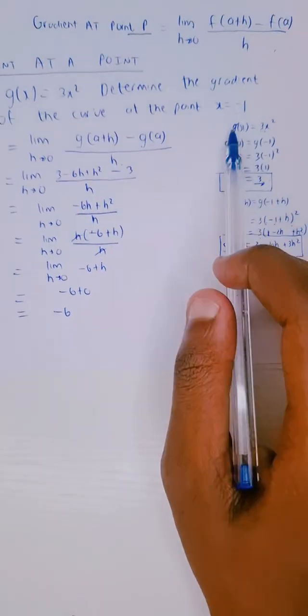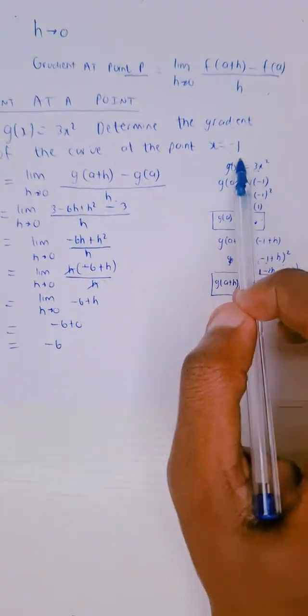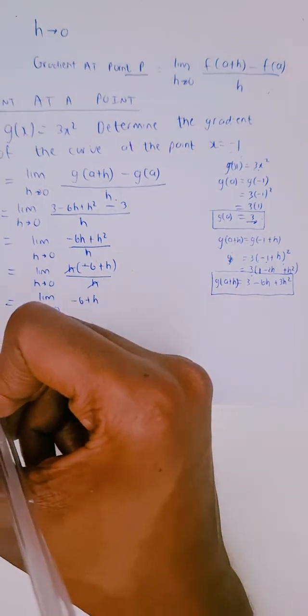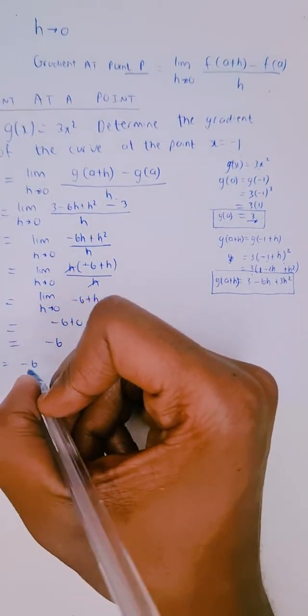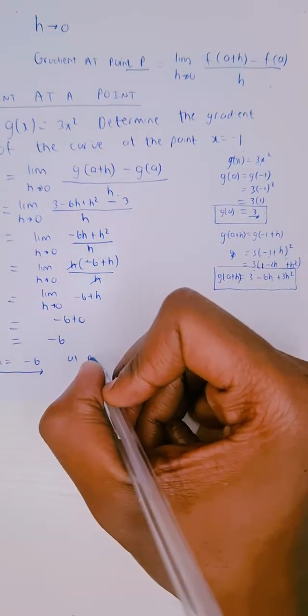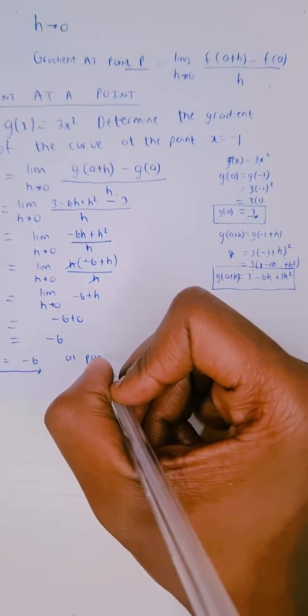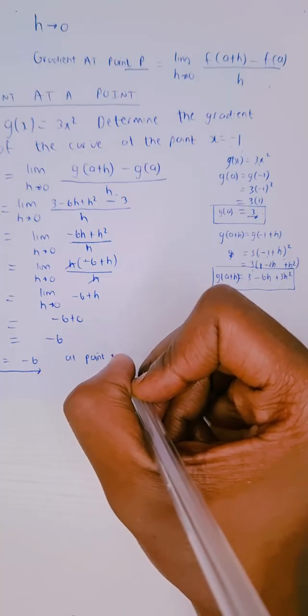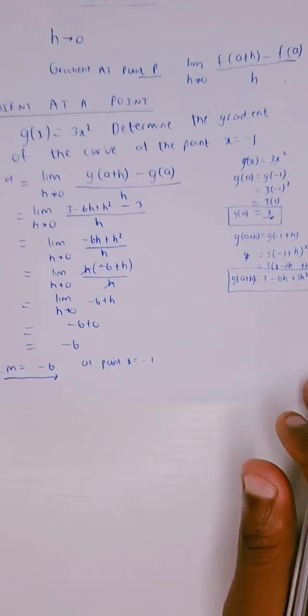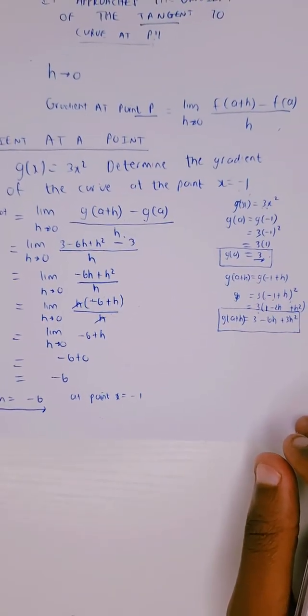So, determine the gradient of the curve at the point x is equal to negative 1. The gradient is equal to negative 6 at the point x is equal to negative 1. And that's incorporating the concept that we've just learned, guys.